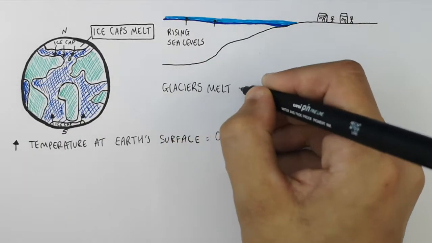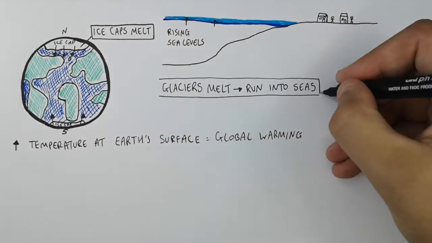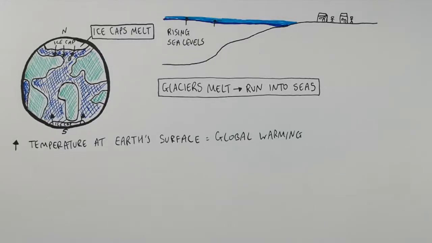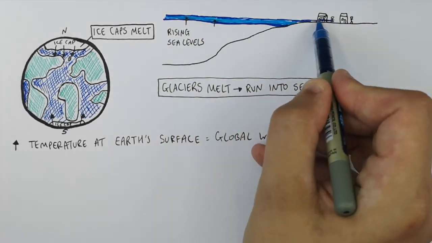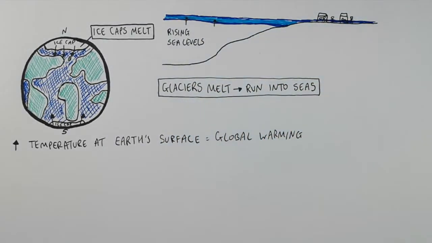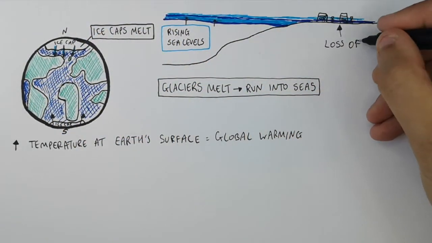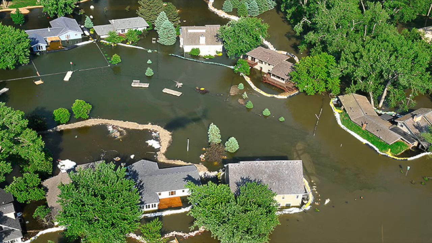And if glaciers melt, the water will run from the glaciers into the seas. So this here is a melting glacier, and the water will enter the seas and the lakes. The water enters the seas, this will cause rising sea levels, so the sea levels rise even more. And if the sea levels rise too much, this can lead to a loss of habitat for animals and humans too. So there is more flooding, this can lead to a loss of habitat, as you can see in this picture.